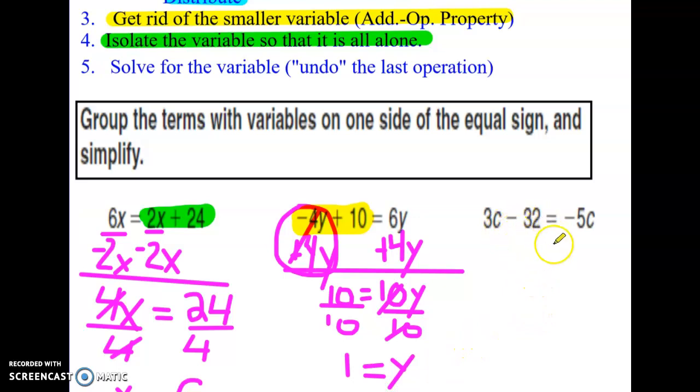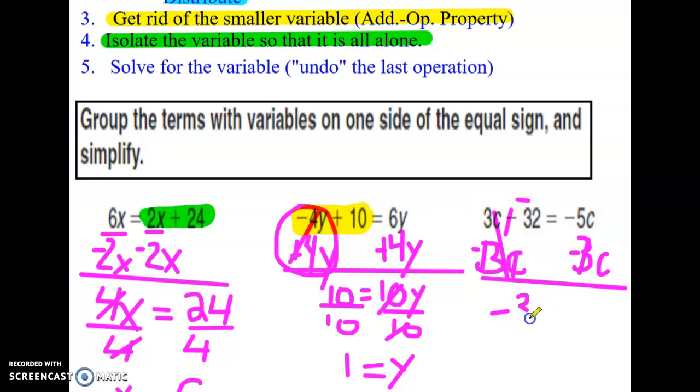Okay, on the next one right here, if I look, I want to change this to adding the opposite. In this case, I have 3c and negative 5c, but I'm noticing I've got a number right here. So what I'm going to do is I'm going to get rid of that 3c. So I have c's only on one side. So I'm going to do negative 3c on both sides. 3c and negative 3c gives me 0. So what I've left over here is a negative 32 is equal to a negative 8c.